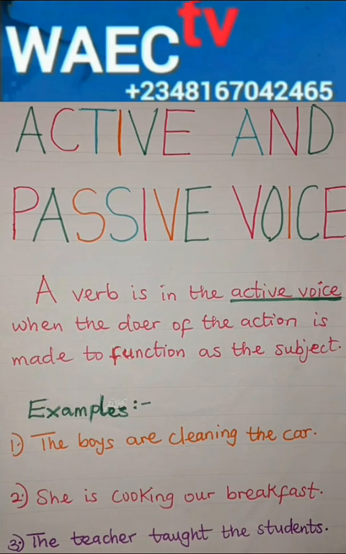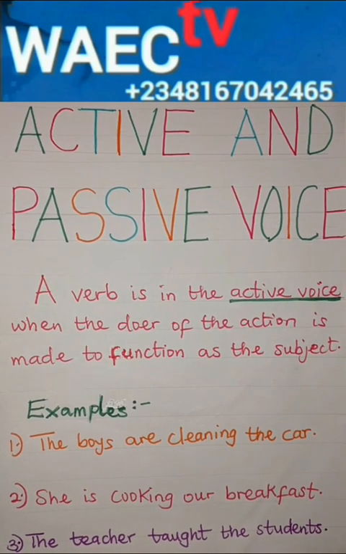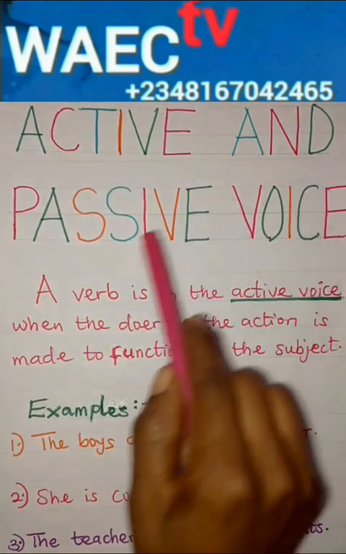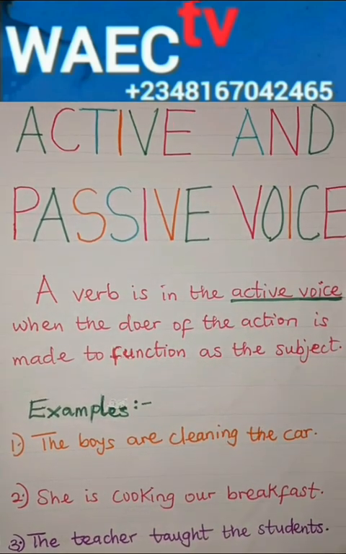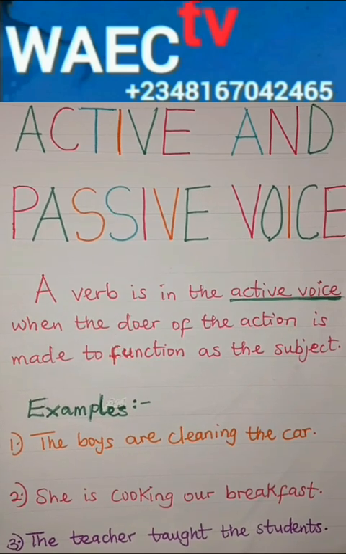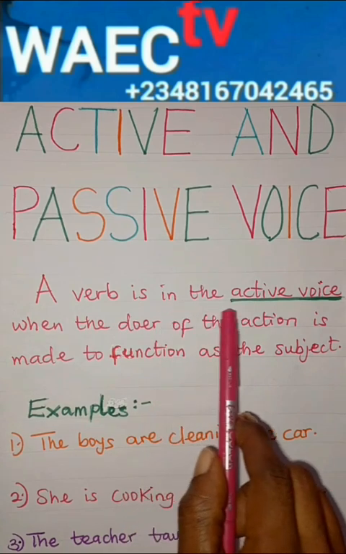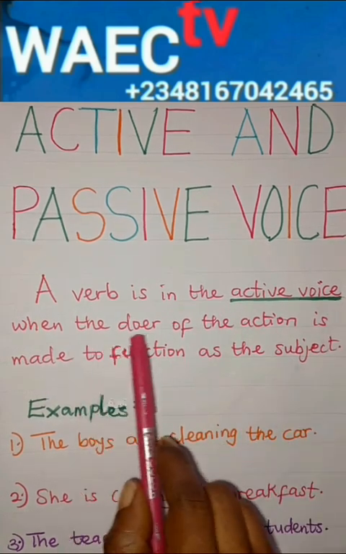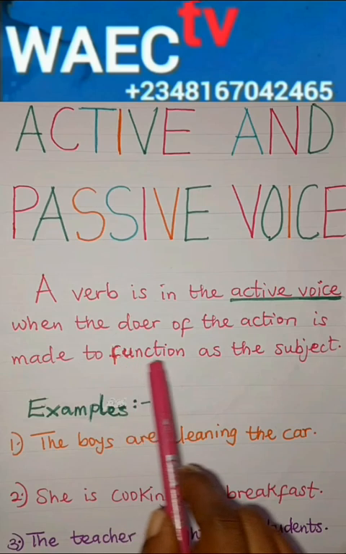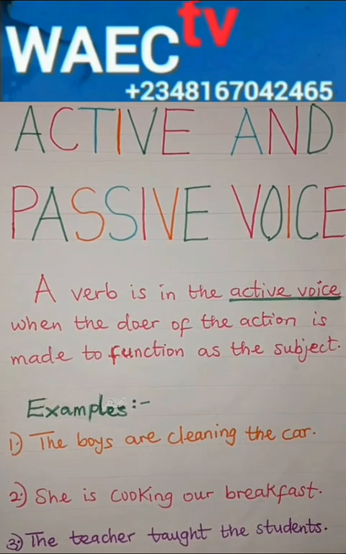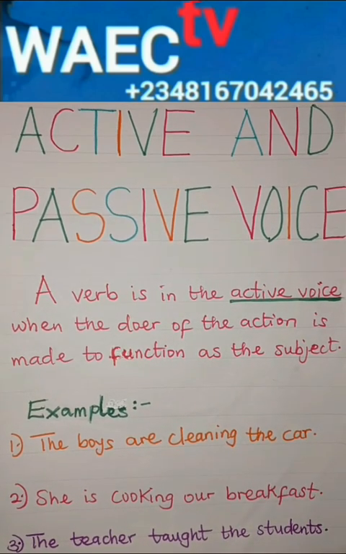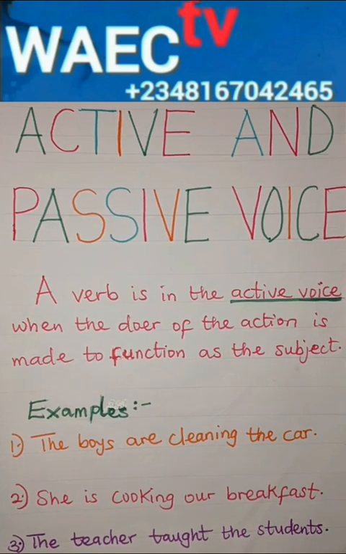Today, we're talking about active and passive voice. What do we mean by active and passive? A verb is in the active voice when the doer of the action is made to function as the subject. In this case, the writer is particular about the subject, which is the doer of the action.